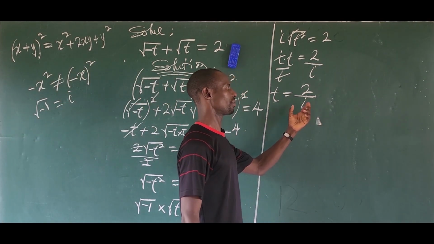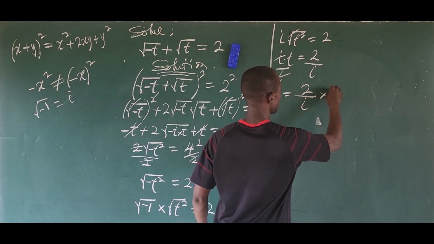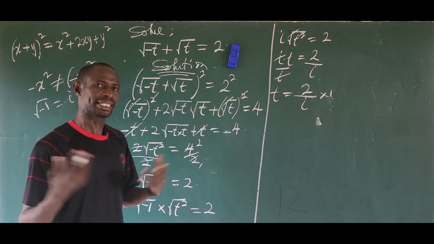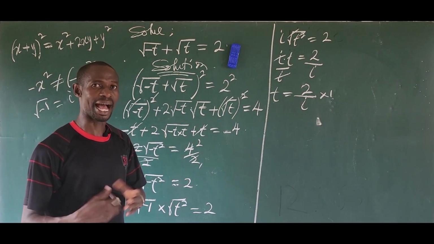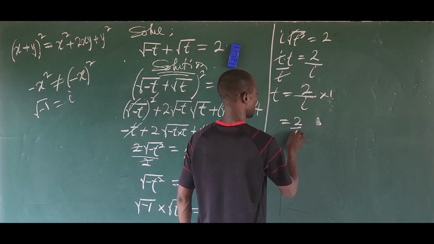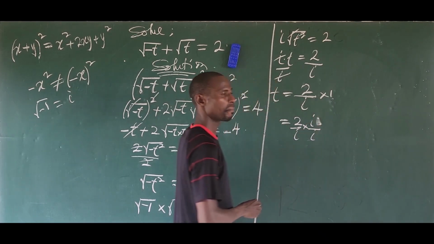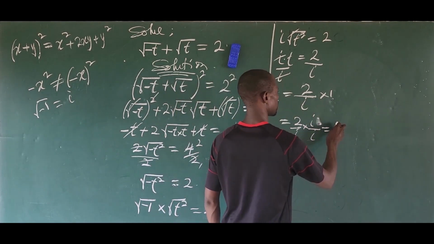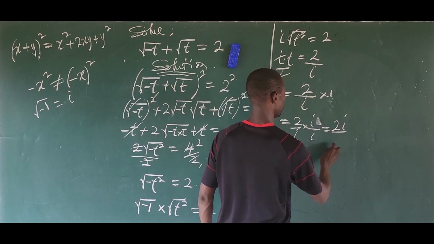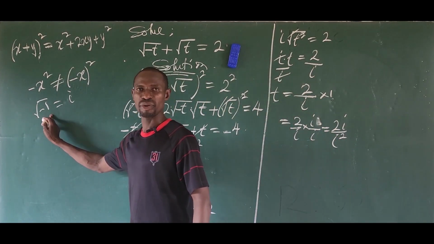We have to eliminate this iota at the bottom. And so we multiply everything by 1, and 1 is the same thing as iota all over iota, right? So this will now give us 2 all over iota times iota all over iota. If we continue, this is going to give us 2 iota all over iota to the power of 2.